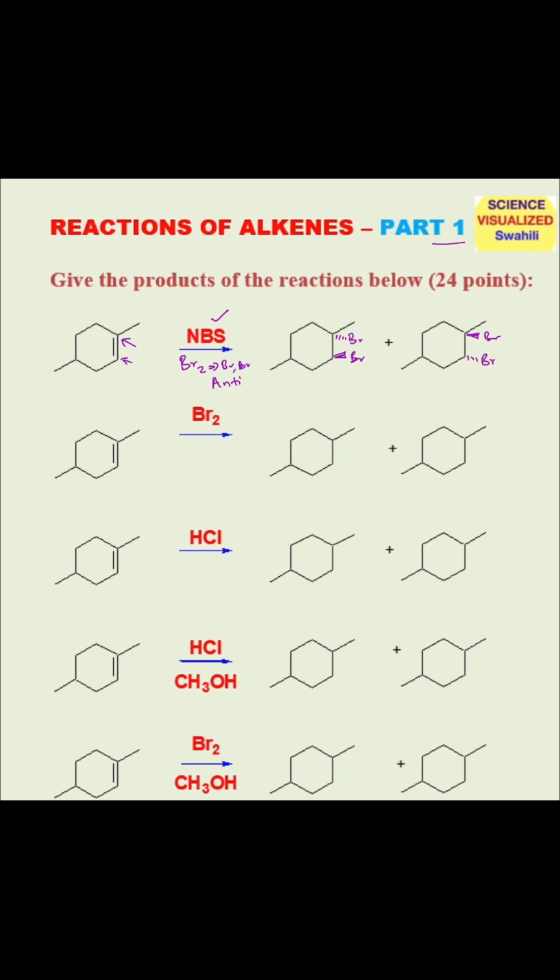The second reaction is actually with Br2, and basically it's the same as what we just saw. So you end up with one Br going in, the other Br coming out, the other one with the Br coming out and then going in.